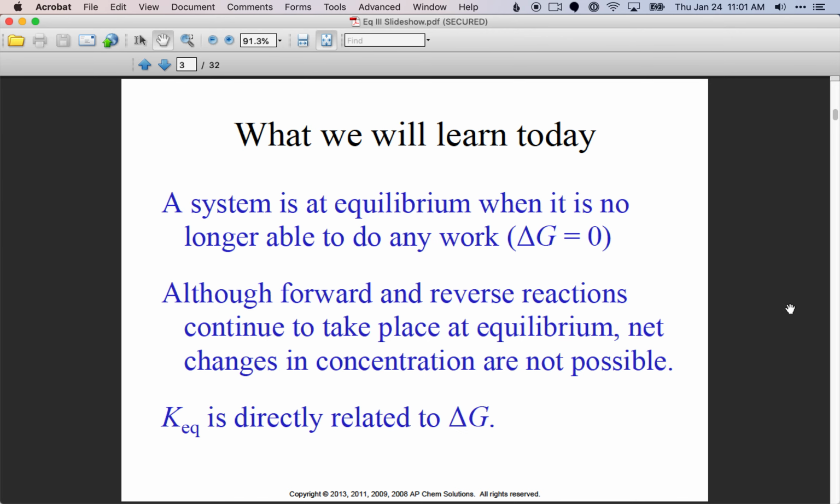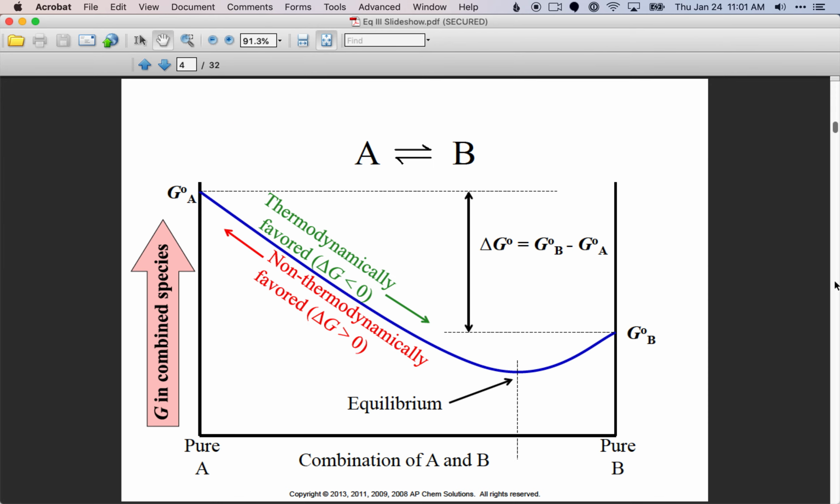So what we need to figure out is whether or not the Gibbs free energy is positive or negative. Now, if it happens to be zero, notice that the system or the reaction is no longer doing any work. So it is at equilibrium. Now, please remember this is a dynamic process: both the forward and the reverse reaction are happening at the same time. The only difference is that the changes in concentration don't take place anymore. So this is how we're going to relate equilibrium with delta G.